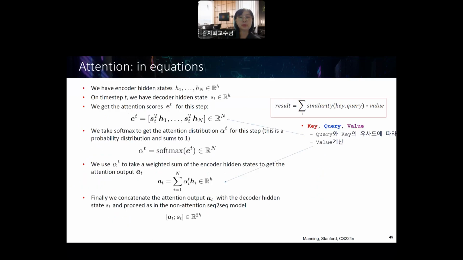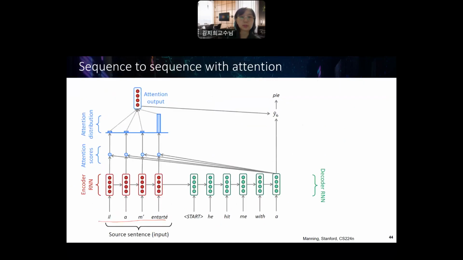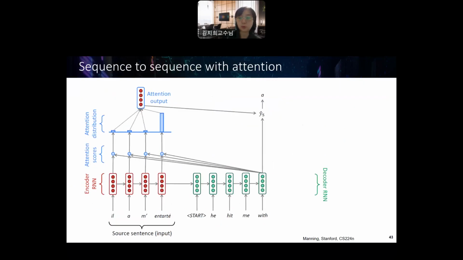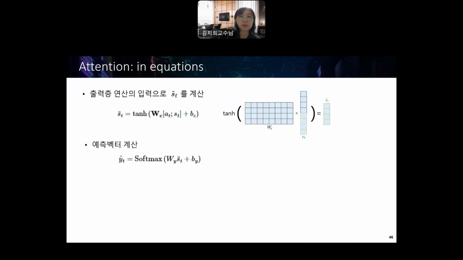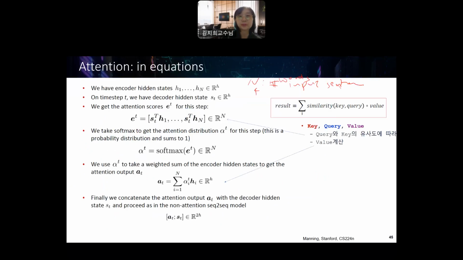So in summary, let's summarize all this together. We have encoder hidden states. This n will be the number of words in the input sentence. In this case, the input is "Il m'a tapé", so n will be 4, right? In this case.